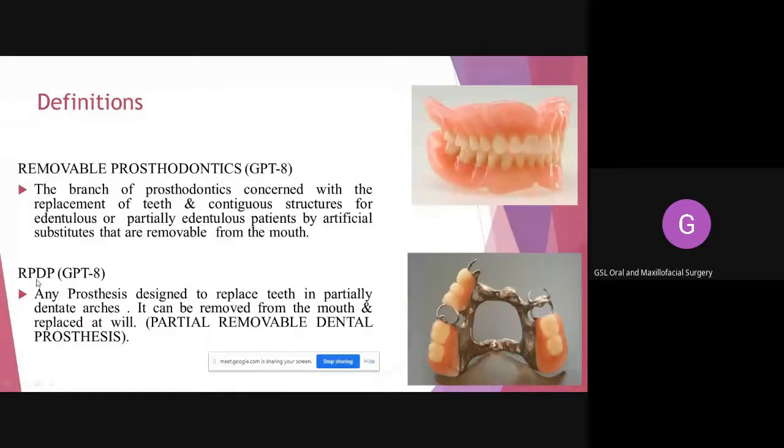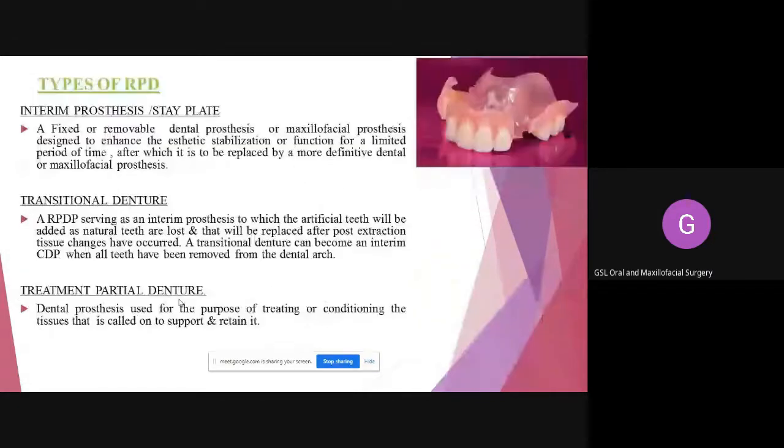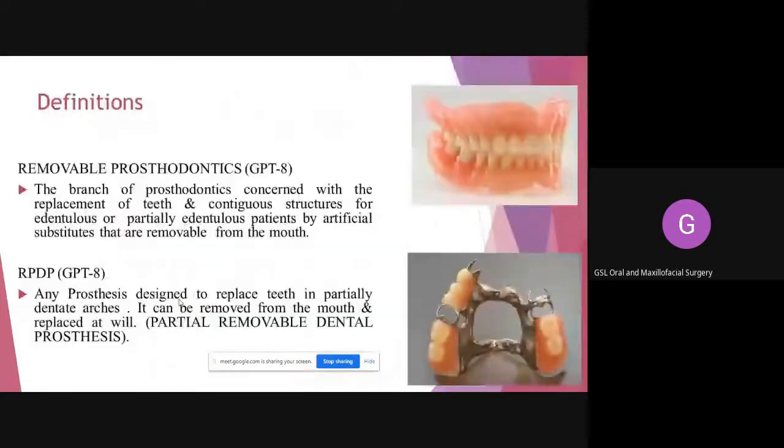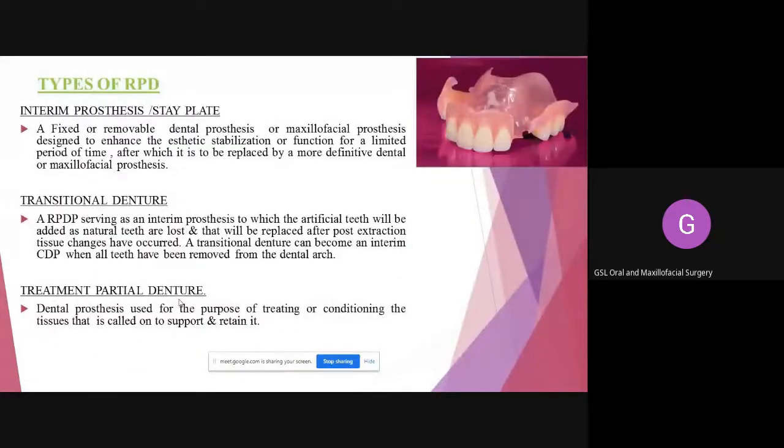The removable partial denture prosthesis is also defined as a prosthesis designed to replace teeth in partially dentate arches. It can be removed from the mouth and replaced at will. There are different types of removable partial dentures. It can be called an interim prosthesis, the transitional denture, or the treatment partial denture.